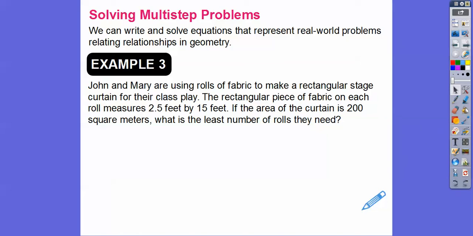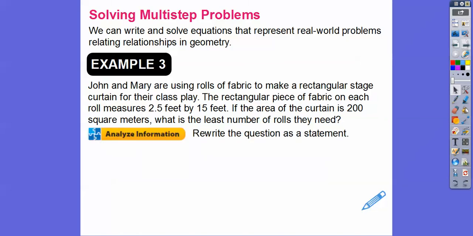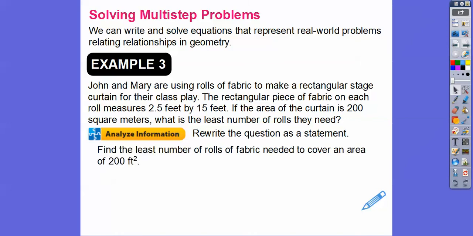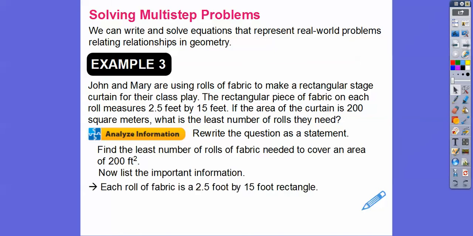Well, first, let's just go ahead and do what our book is suggesting, rewrite the question as a statement. So find the least number of rolls of fabric that are needed to cover an area of 200 square feet. Now let's list the important facts. Each roll of fabric is 2.5 feet by 14 feet, and it's a rectangle. And the area of the curtain is 200 square feet.